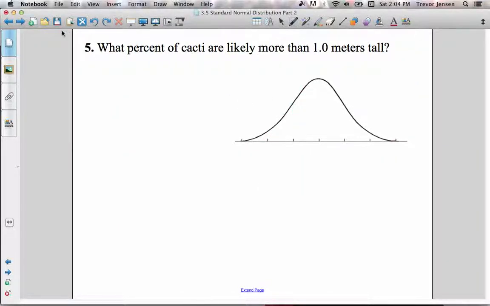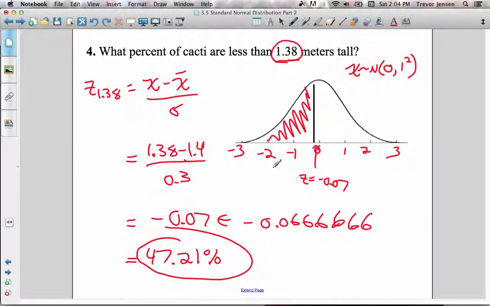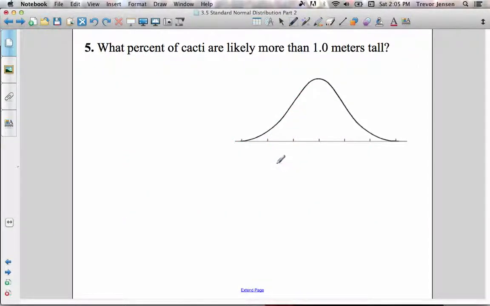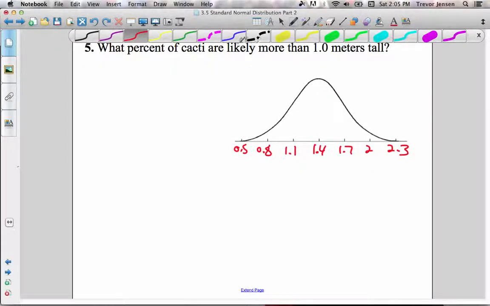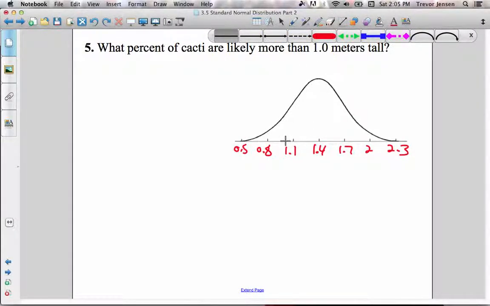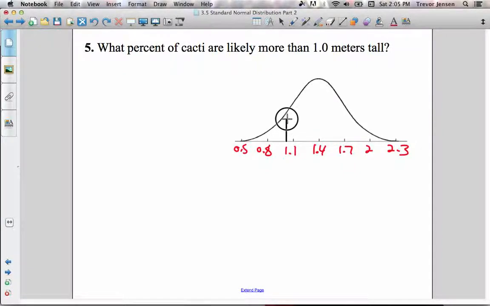Let's do another example. What percent of cacti are likely more than 1 meter tall? So more than 1 meter. Okay, so this one's slightly different because normally we do less than. More than 1 meter, keep in mind, here's our mean. Standard deviation is 0.3, 1.1, 0.8, 0.5. Okay, we want more than 1 meter. 1 meter would be approximately right here.